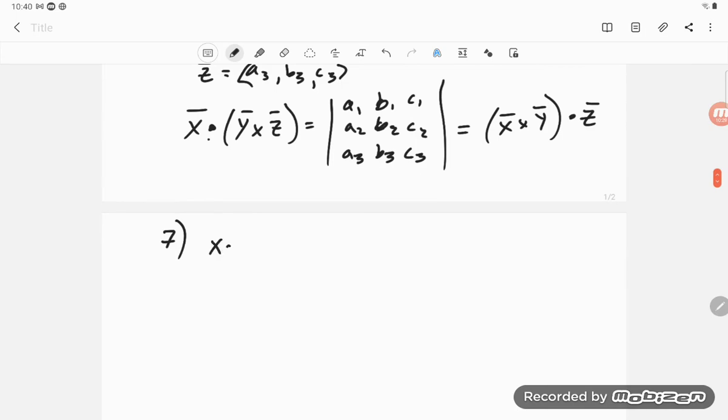If we take x dot x cross y, we should get 0, right? Because x cross y is orthogonal to x. That's the way we developed it, that is how we made it. So this is of no surprise. And same thing if I took y dotted with x cross y.